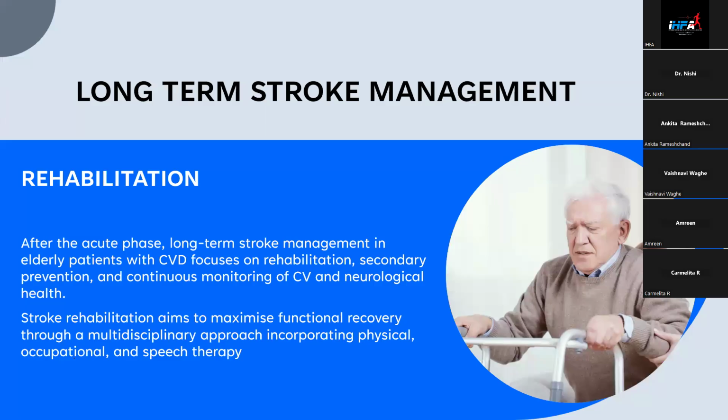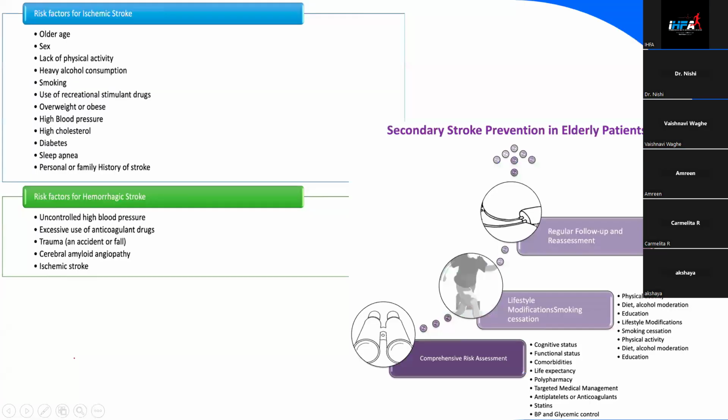Yes. Ma'am, one doubt in the previous slide. One of the factors mentioned was excessive use of anticoagulants. Anticoagulants prevent clots from getting formed, right? So how can that be one of the causes, ma'am? What is the connection between hemorrhagic stroke and anticoagulants?